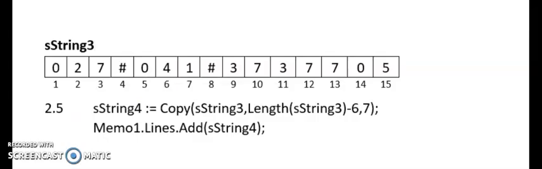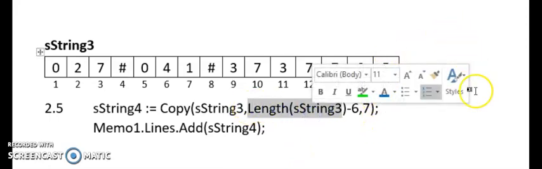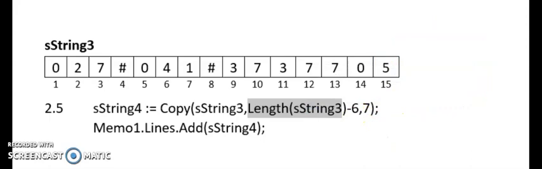Line 2.5 says string 4 gets this value over here on the right hand side. Let me simplify it again. Copy from that string, in other words, that one up there, starting at this position. I'm going to have to do some maths over there, 7 characters. So I need to work out what this means. What is the length of the string? The length of the string is 15, because it shows me up there there are 15 characters currently stored in that string.